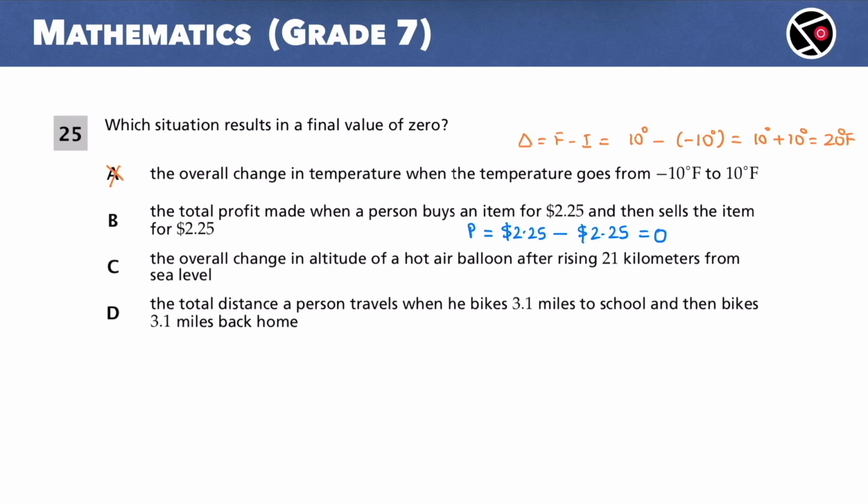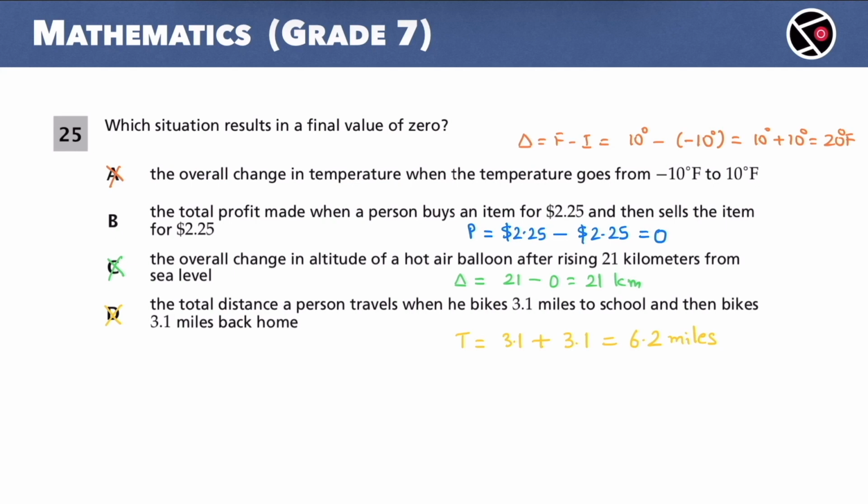C. The overall change in altitude of a hot air balloon after rising 21 kilometers from the sea level. Change in the height is the final position, 21 kilometers above the sea level, minus the initial position, which is 0. Height at the sea level is 0. We have 21 kilometers. This is not a right choice. D. The total distance a person travels when he bikes 3.1 miles to school and then bikes 3.1 miles back home. So, the total distance would be the distance from home to the school, which is 3.1 miles, plus the distance from the school to the home, which is again 3.1. The total is 6.2 miles. So D is incorrect. The correct choice is option B.